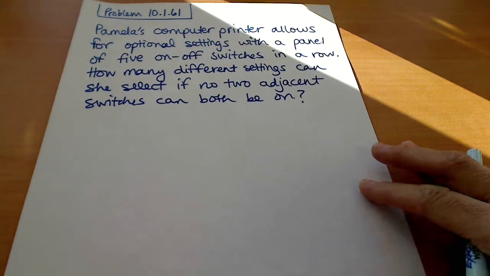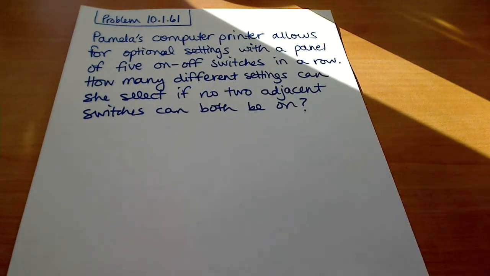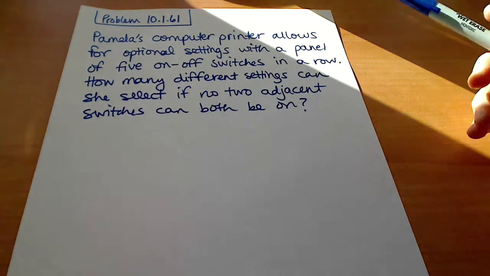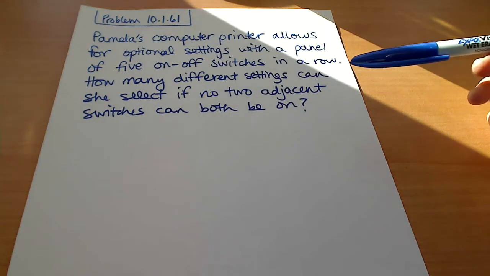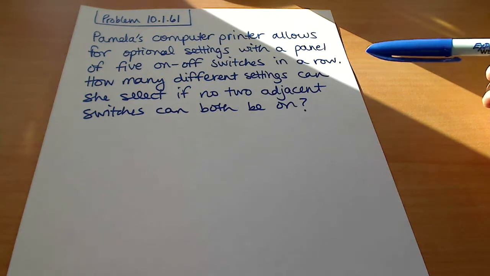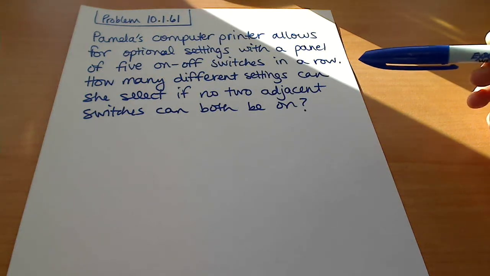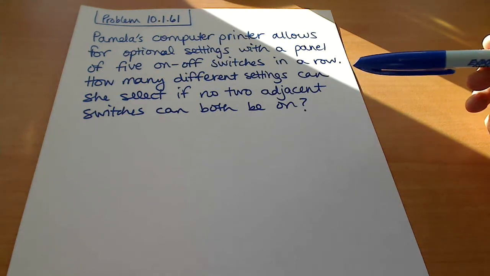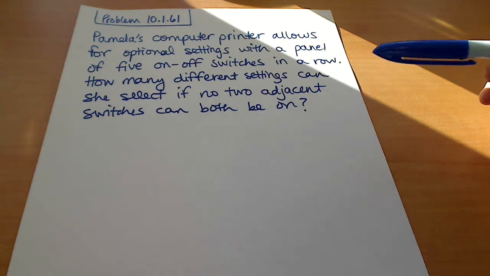All right, this is problem 10.1.61, and the problem is Pamela's computer printer allows for optional settings with a panel of 5 on-off switches in a row, and we want to know how many different settings can she select if no 2 adjacent switches can be on.